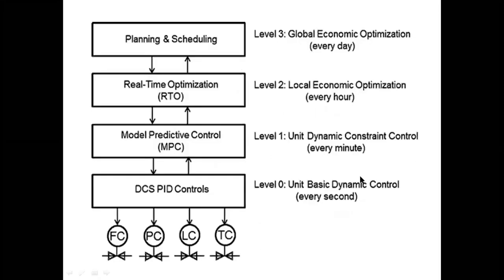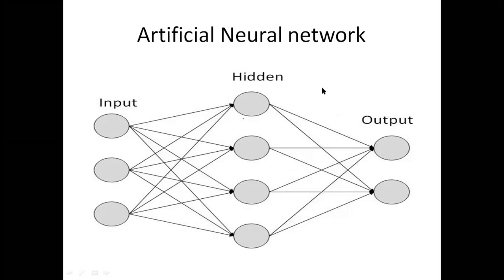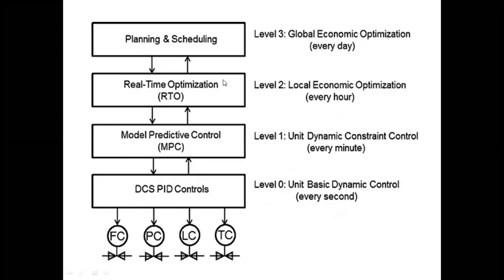These things are provided by artificial neural networks, deep learning processes, etc. Okay, so we can see the three stages of our control system.